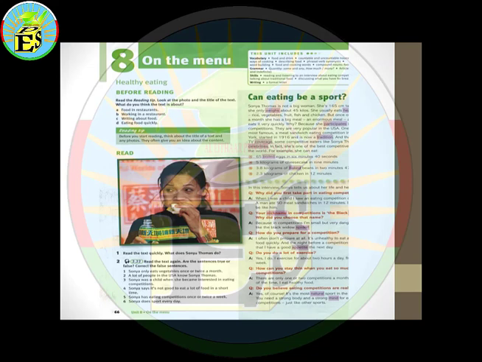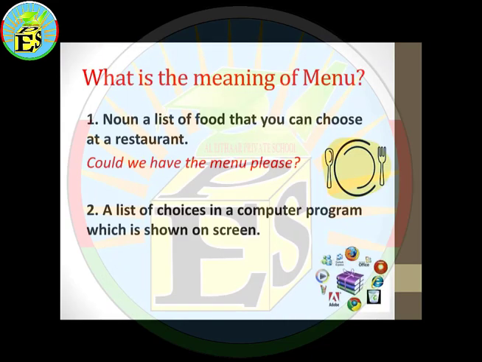Before we start with anything, we need to know what is the meaning of menu. Well, this word has two meanings. The first one is the one involved with the title of the unit. Menu is a noun. It's a list of food that you can choose at a restaurant. An example of this: could we have the menu, please? The second meaning of menu is a list of choices in a computer program which is shown on screen.